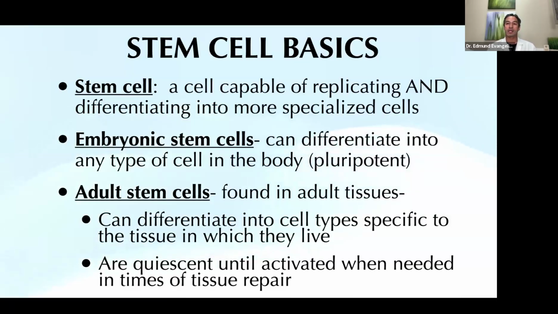Now, these adult stem cells are found on the vascularity, quiescent, they're inactive, but they become activated in a time of injury when needed for tissue repair. So if you suffer an injury, these stem cells will become activated, go to the site of the injury to try to stimulate that healing response.